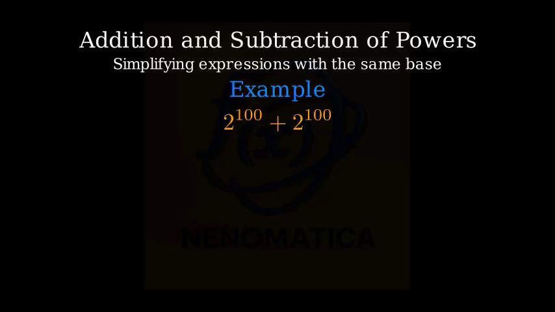We need to calculate 2 to the power of 100 plus 2 to the power of 100. When we have the same base raised to the same power, we can factor out the common term. Let's start by rewriting this as 2 to the power of 100 times (1 plus 1). Next, we can simplify 1 plus 1 to get 2. So we have 2 times 2 to the power of 100.